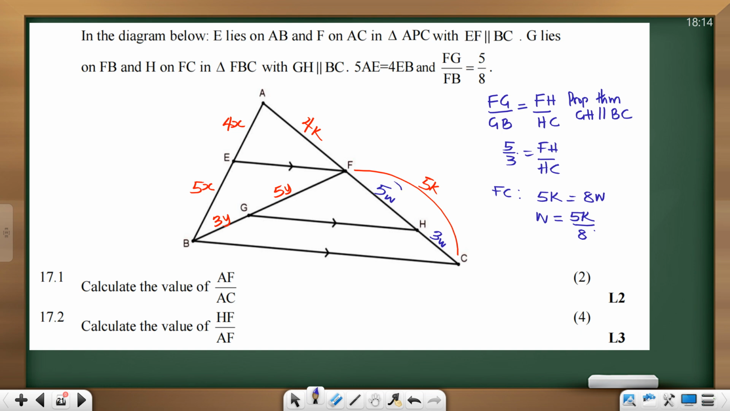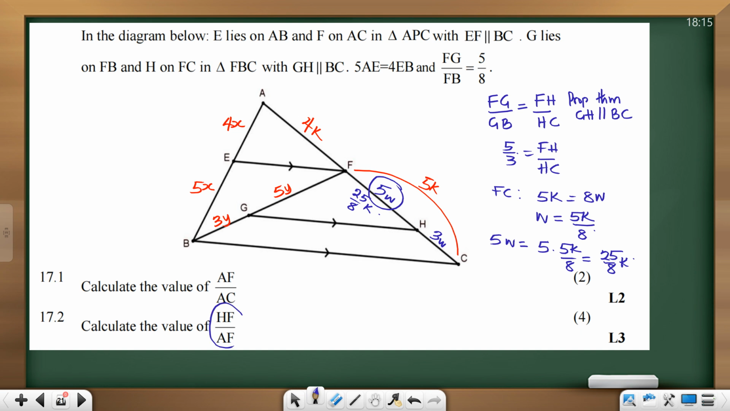Now I can go and change this 5w. I don't know if you're making sense. What is now my 5w? Anywhere I see w, what should I write? 5k over 8. What would that give me? 25 over 8 what? K. Oh, so I'm done now. I can also change my HC if I want, but I see that I don't need it.